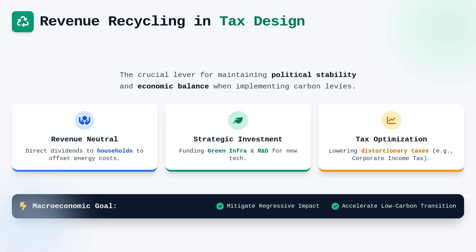Regardless of the chosen strategy, the macroeconomic impact depends heavily on how these revenues are deployed. A well-designed tax that recycles revenue efficiently can mitigate the regressive nature of energy price increases while simultaneously accelerating the transition to a low-carbon economy.